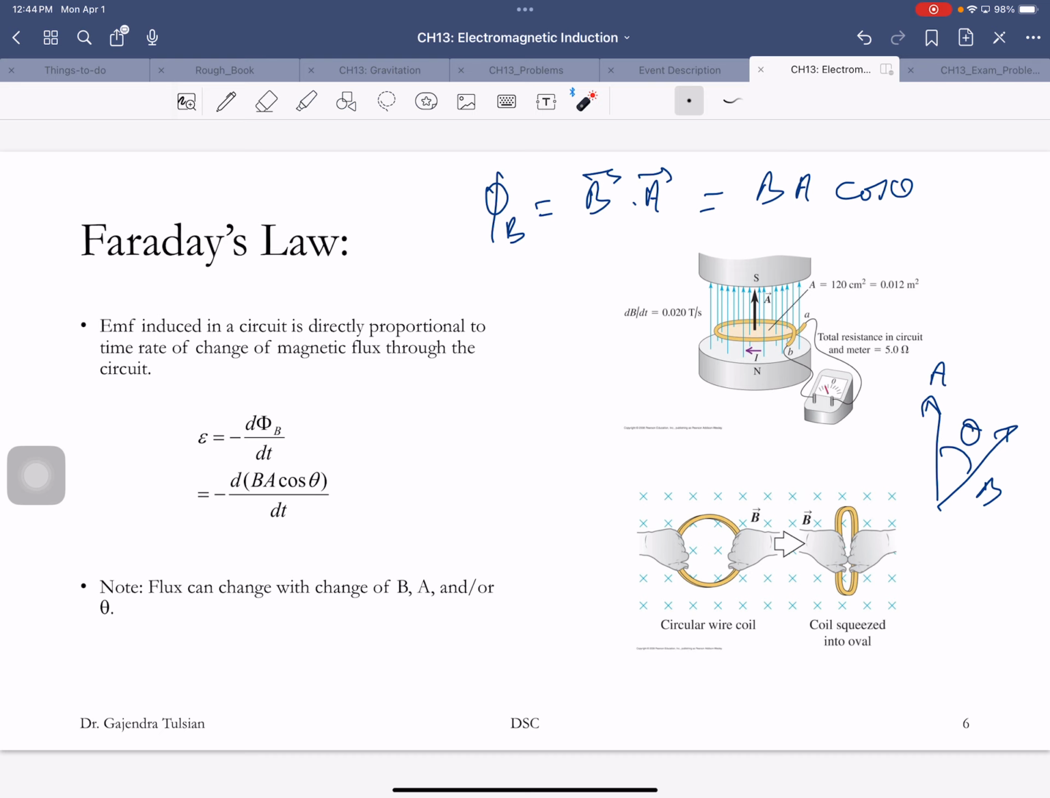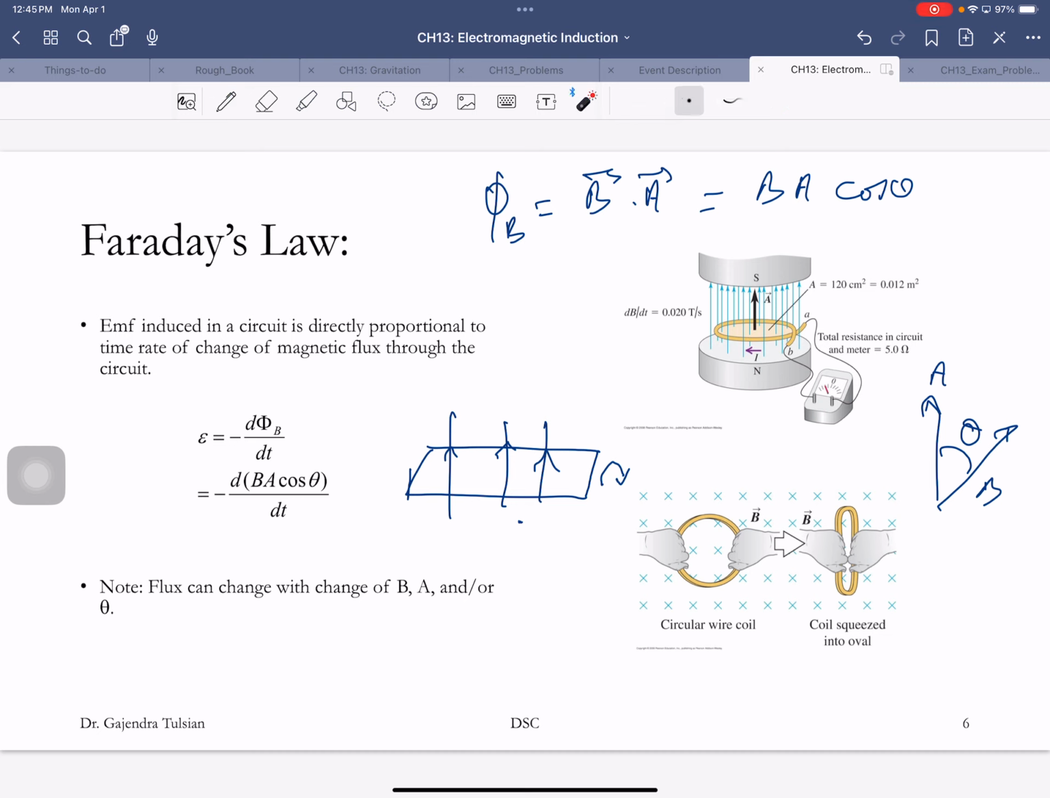Or you could do the following. You could hold B steady and change the angle by rotating the loop. Did you guys understand that? You don't understand this diagram? Okay.